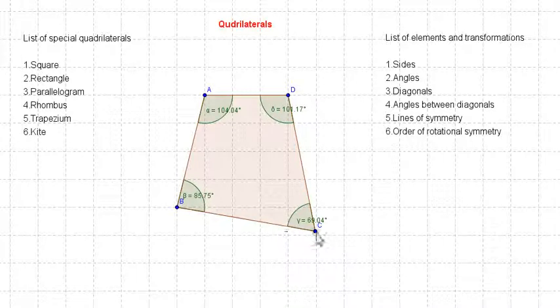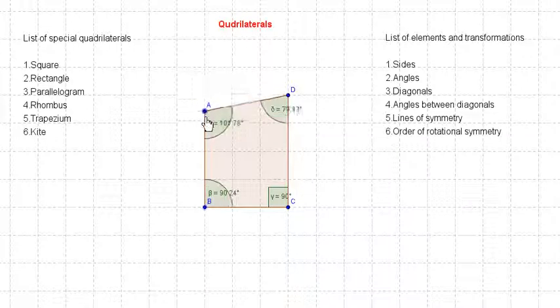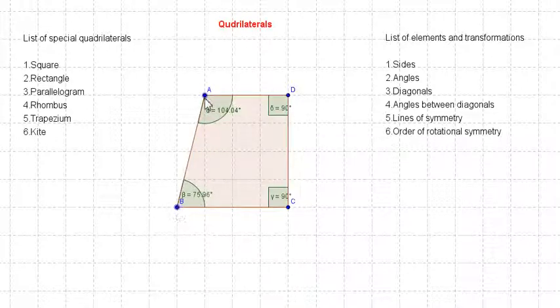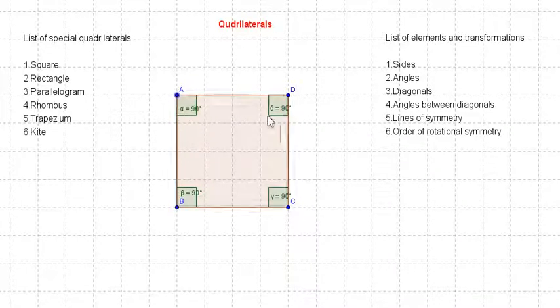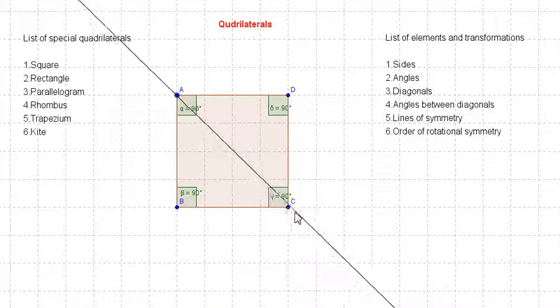What is a square? A square is a shape, it's a quadrilateral, maybe let's make it a bit bigger, that has 4 angles equal and 4 sides equal. Now you can also say that it has 4 lines of symmetry. Here are the lines of symmetry.